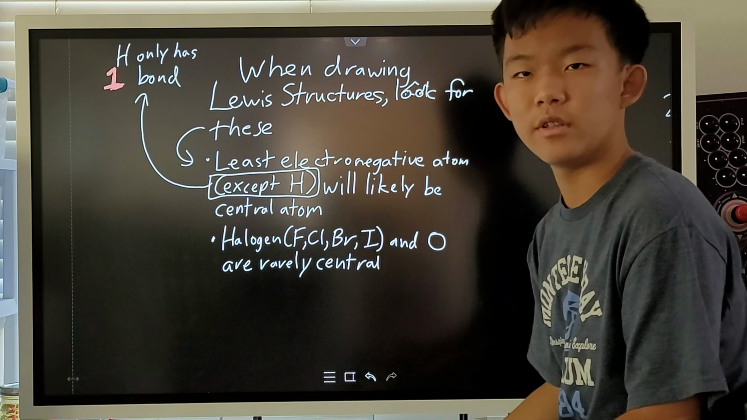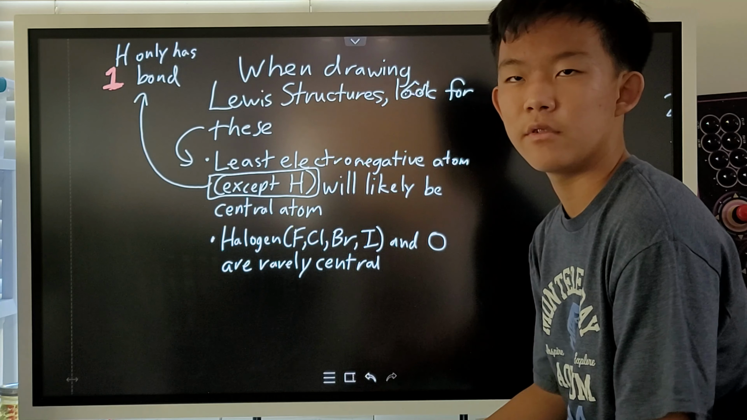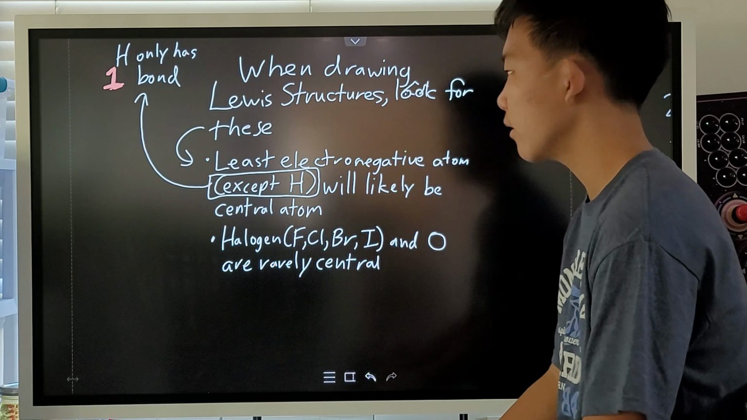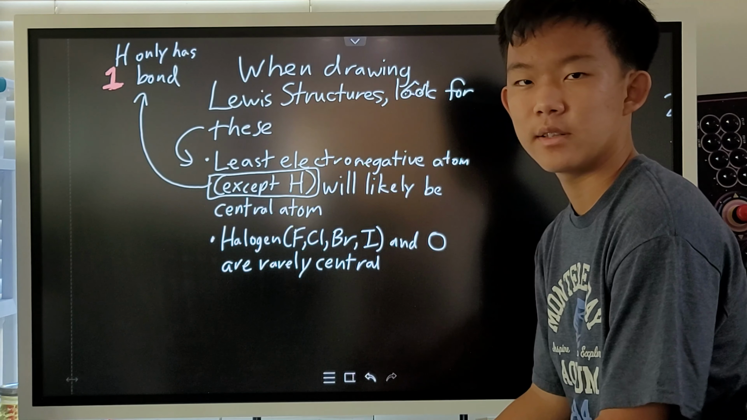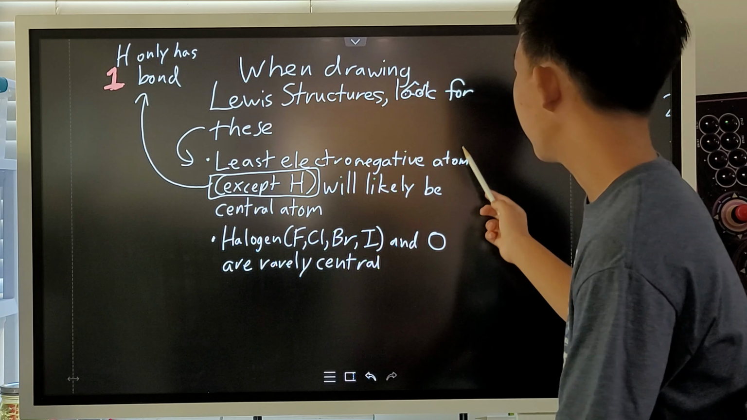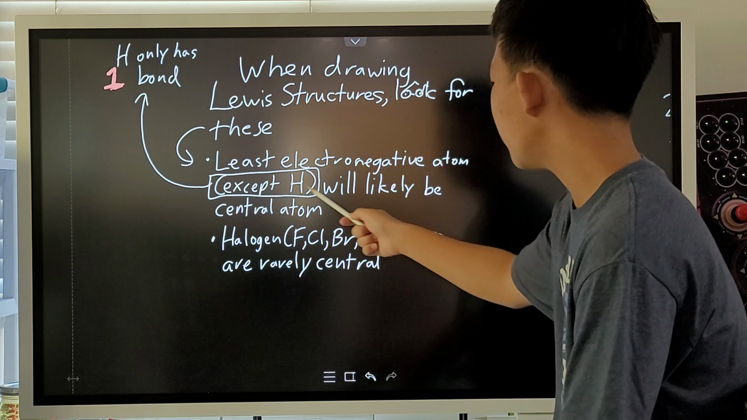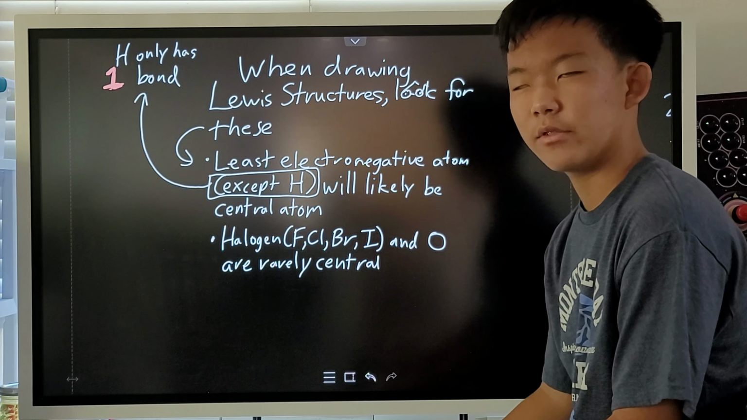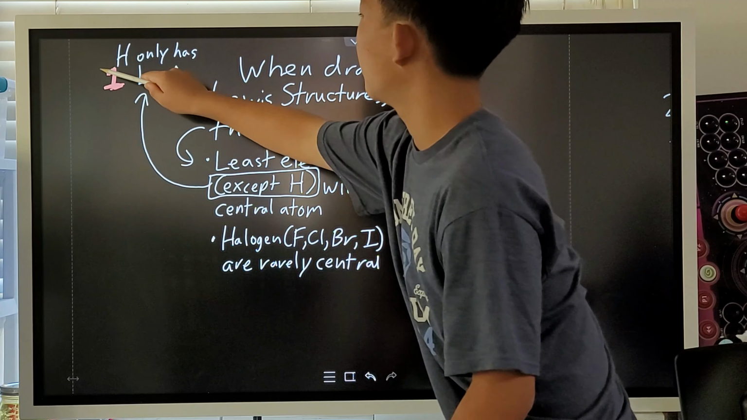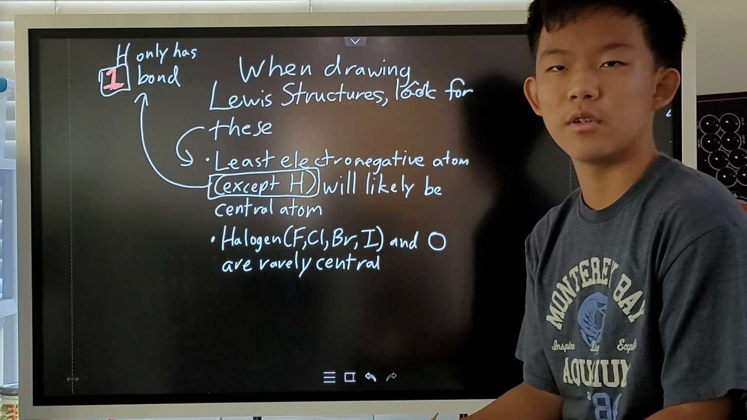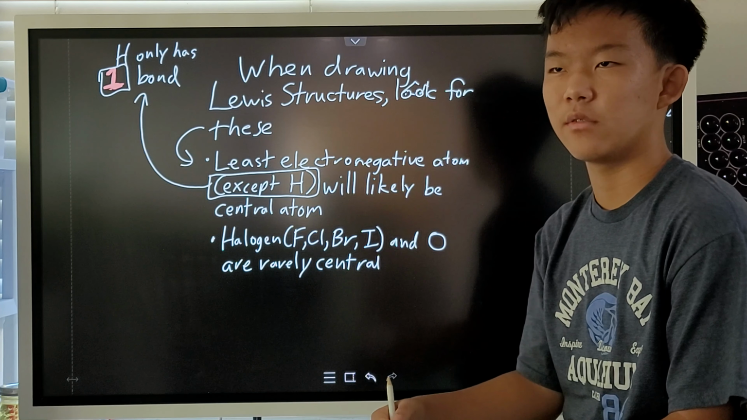Now when you draw Lewis structures, we need to look for a few clues on how the dot structure will look like. Here are 2 clues to finding the skeleton of the Lewis dot structure. The least electronegative atom, except for hydrogen, will likely be the central atom. Now, why can't hydrogen be the central atom? Well, that's because it only has 1 bond. So, even if hydrogen wanted to be a central atom, it can't because there's only 1 bond.